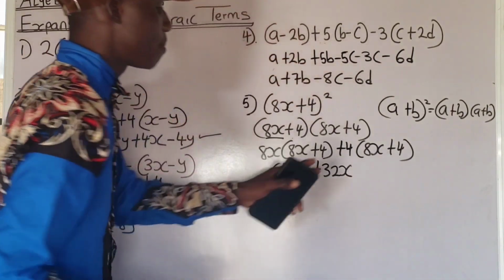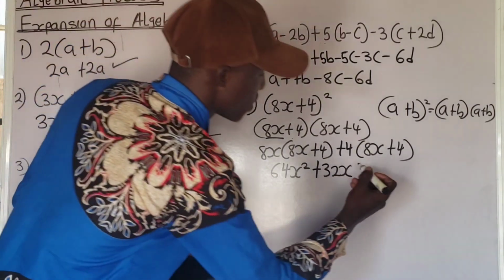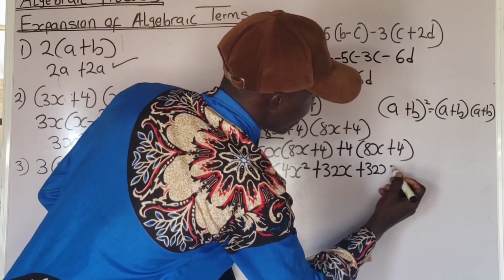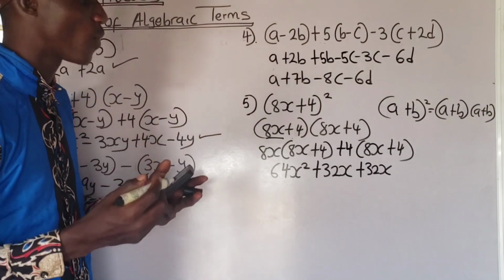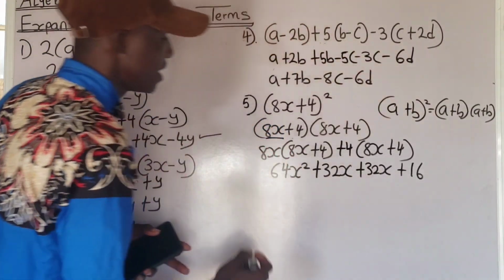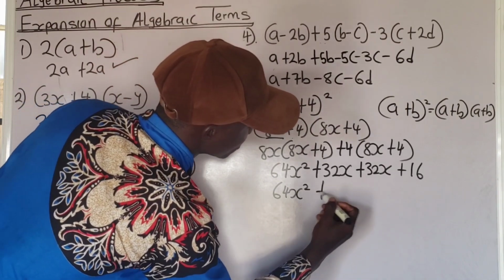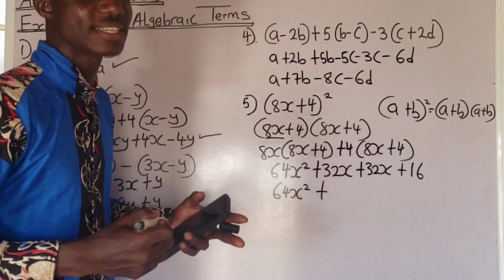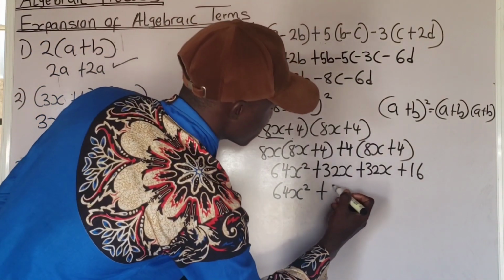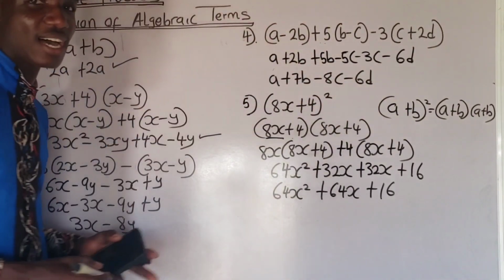Now plus 4 multiplied by 8x will give us positive 32x as well. And plus 4 multiplied by plus 4 will give us positive 16. Now for this, I'm going to have 64x squared + 32x + 32x, which gives us 64x squared + 64x + 16. That is the answer. Do you understand?